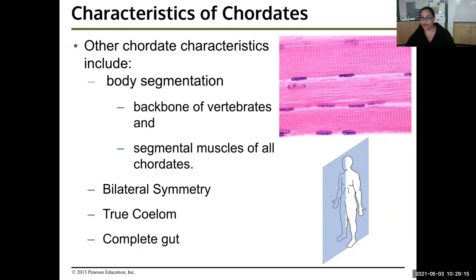Chordates also show bilateral symmetry. They have a true coelom, and they have a complete gut. One opening separated off from the rest of our bodies. One opening in, one opening out.